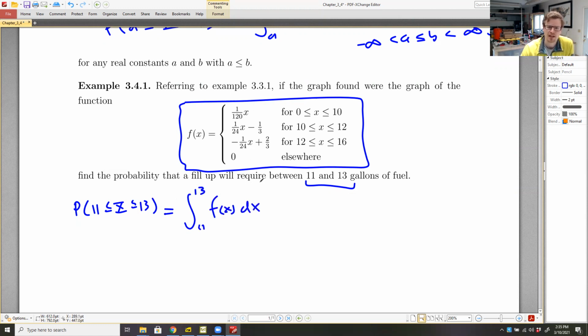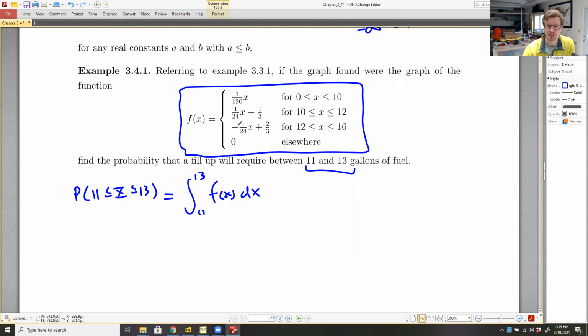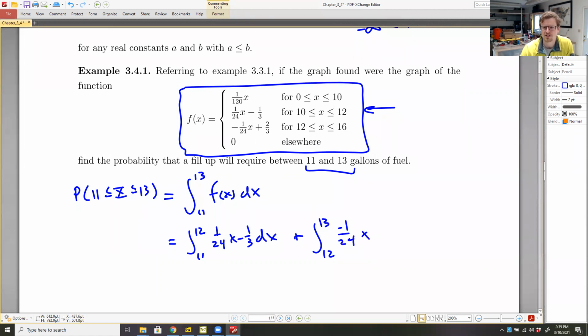Now, since it's a piecewise defined function, it's defined differently from 11 to 12 and from 12 to 13. So we say, all right, we'll have to split this integral up so we can look at the individual pieces. So this is the integral from 11 to 12 of, that would be this portion, 1/24 x minus 1/3 dx, plus the integral from 12 to 13 of negative 1/24 x plus 2/3 dx.